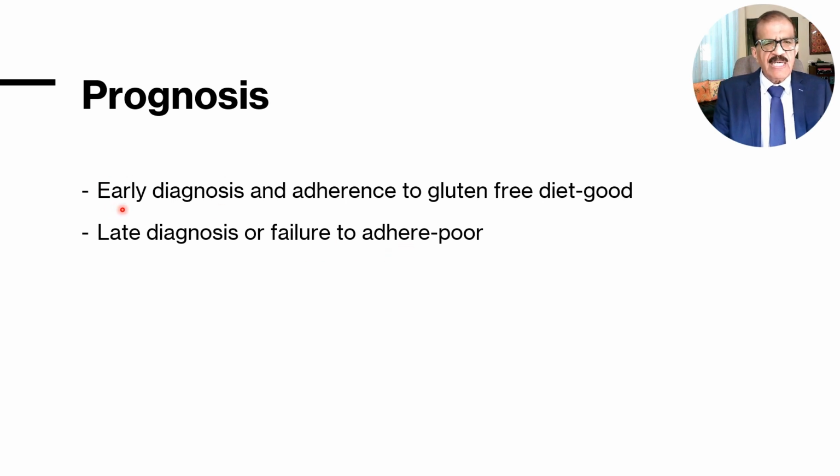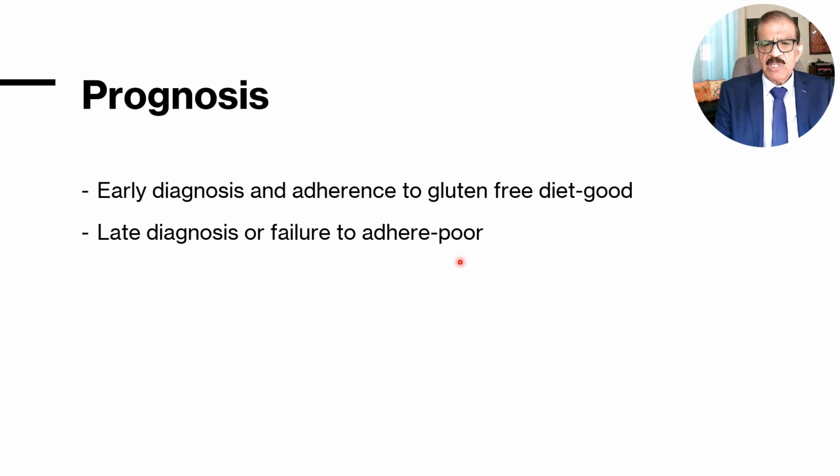Prognosis: early diagnosis and adherence to a gluten-free diet make a very good prognosis, but the problem here is non-adherence. Many patients are unable to avoid gluten for life, and sometimes they get exposed to gluten accidentally, sometimes they just can't control themselves and do it intentionally. So if they can actually manage to remain adherent to a gluten-free diet, the prognosis is reasonably good, and they would have normal growth and normal HB and a normal life. And late diagnosis or failure to adhere will make the prognosis poor.